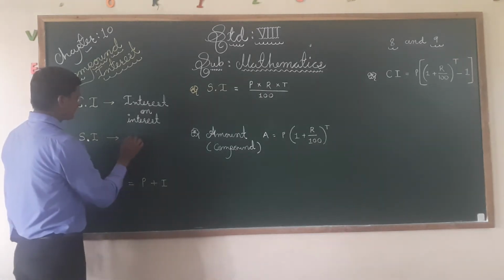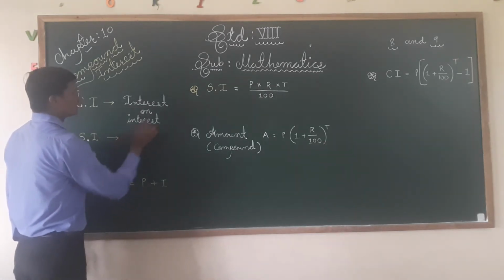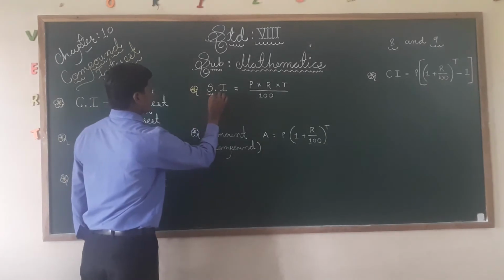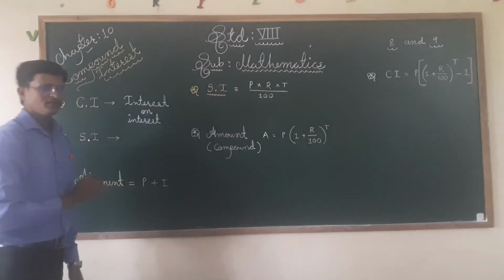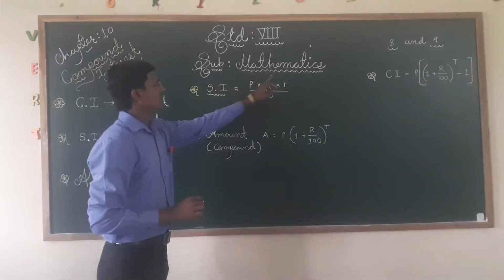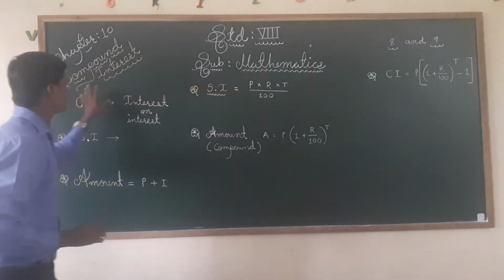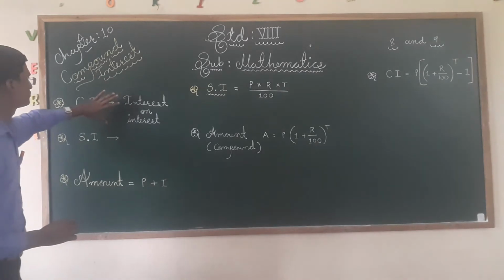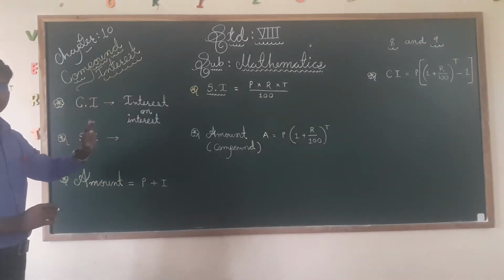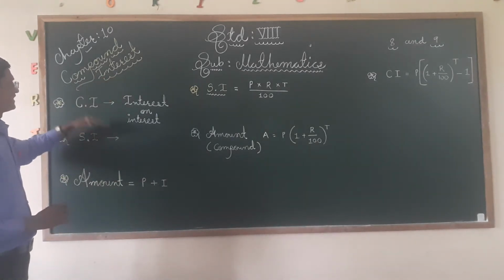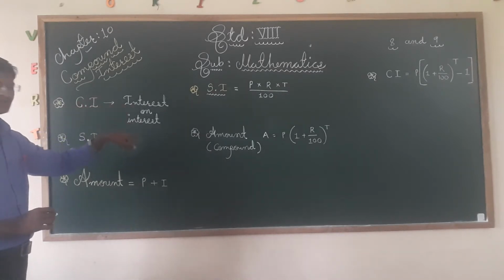If you know the formula, SI is PRT upon 100. Simple interest and compound interest are interlinked, and compound interest is totally double of interest, as it is interest on interest.